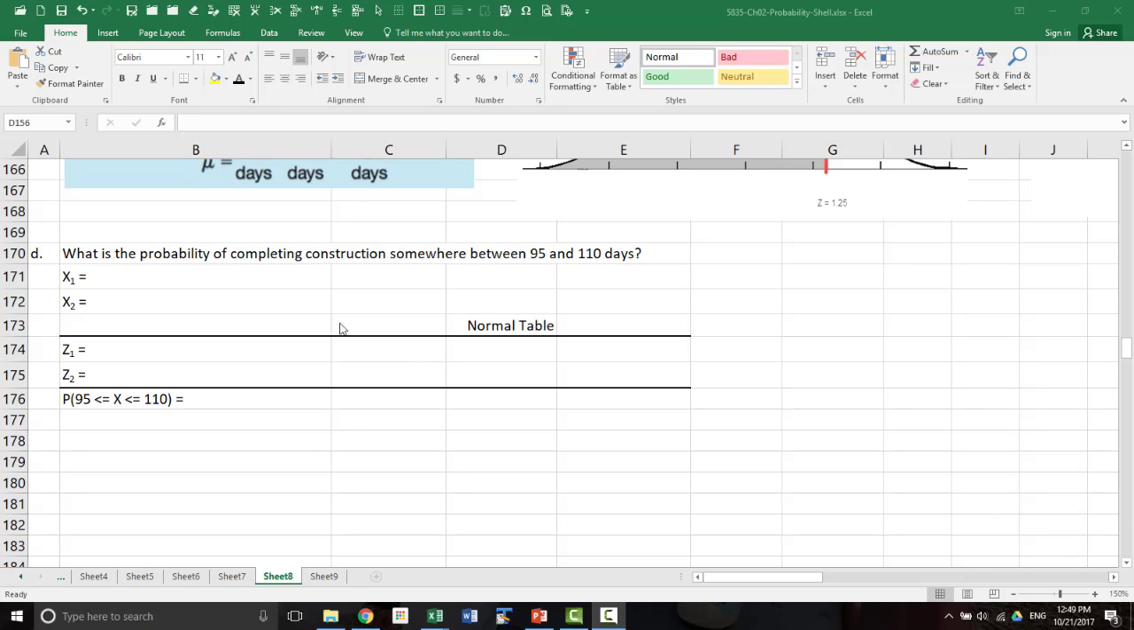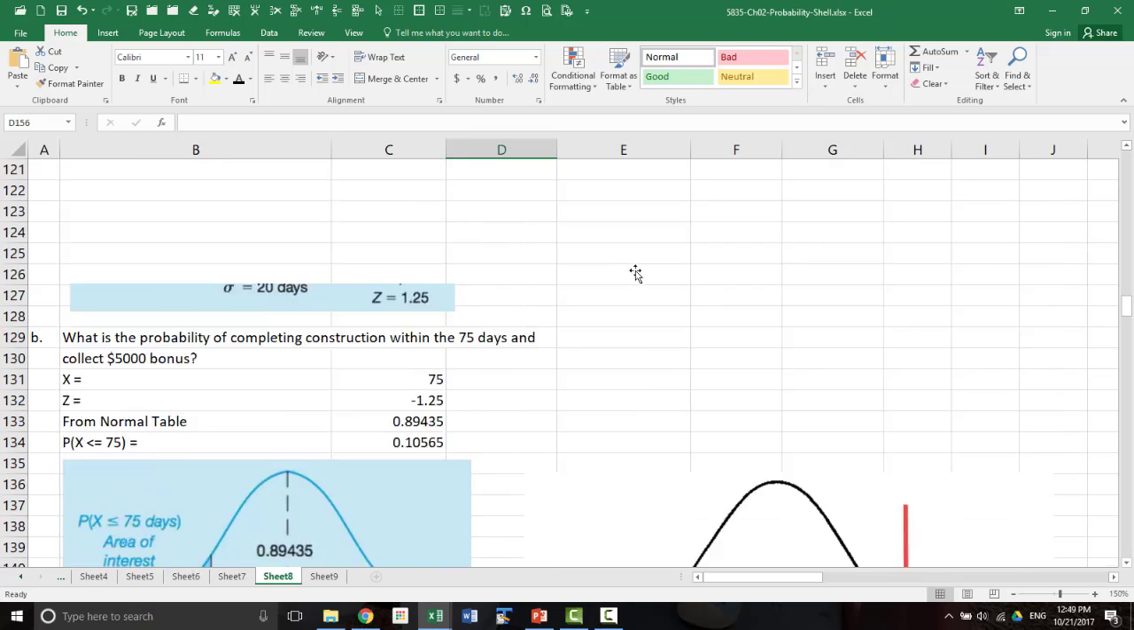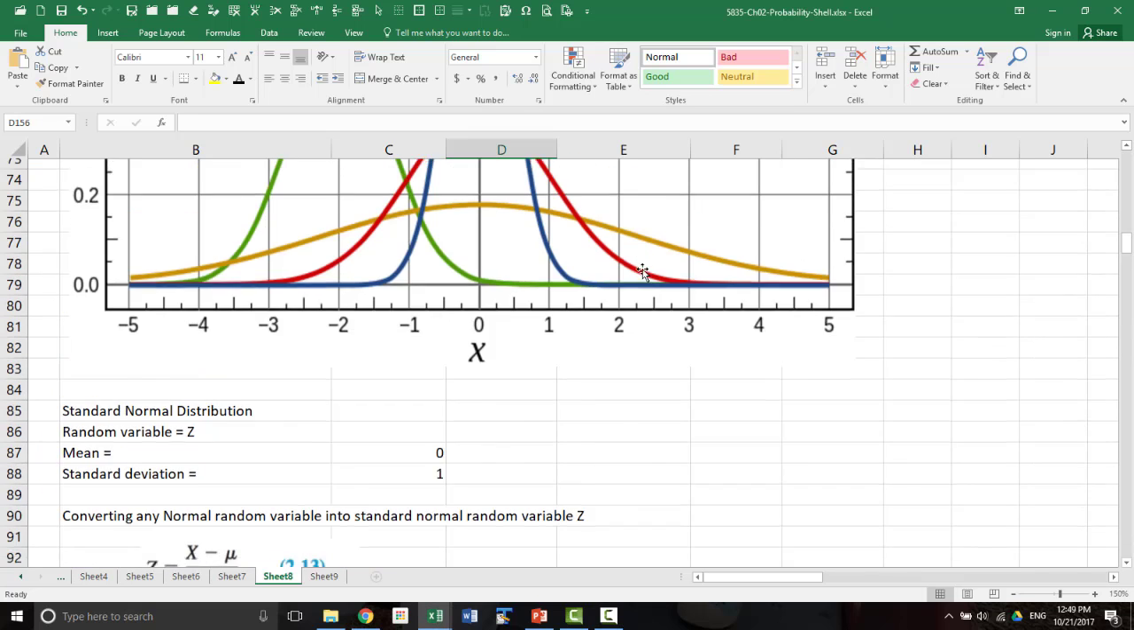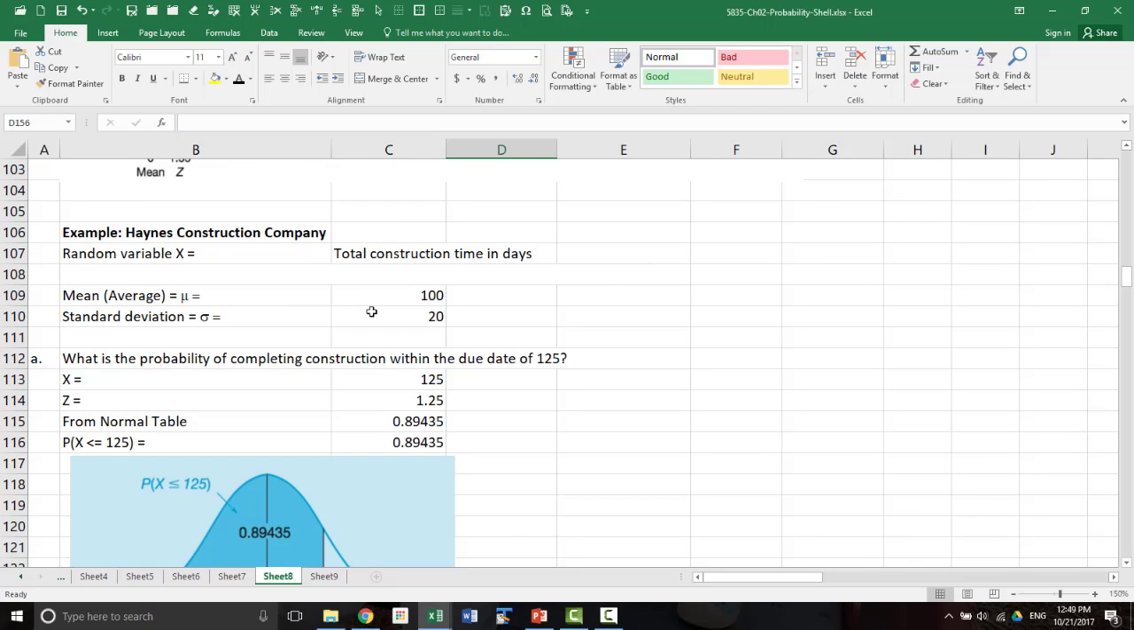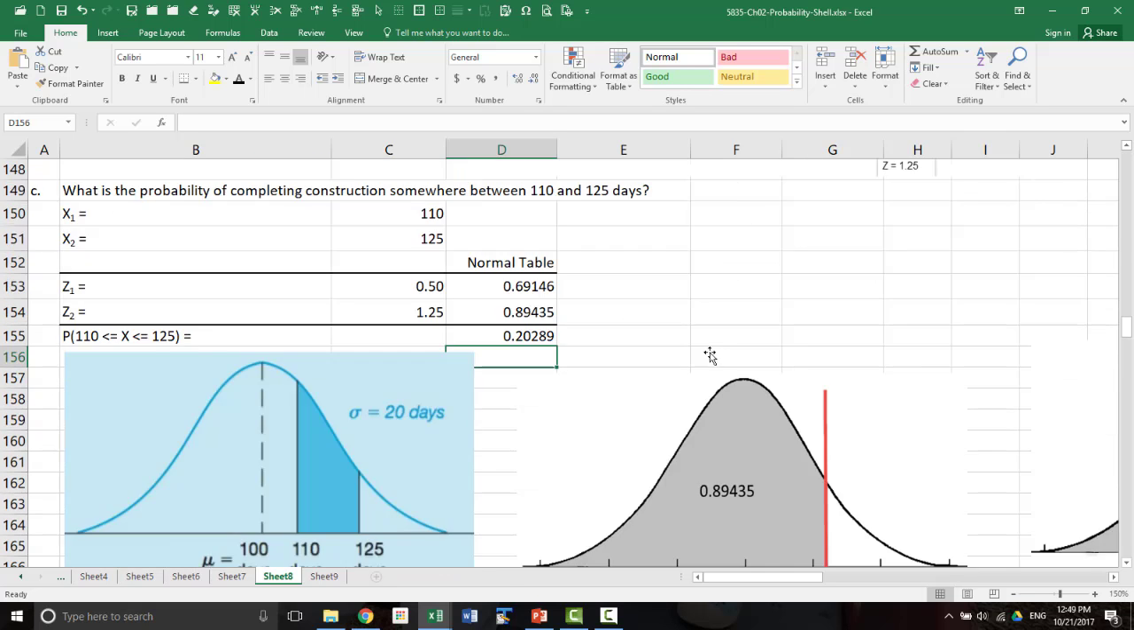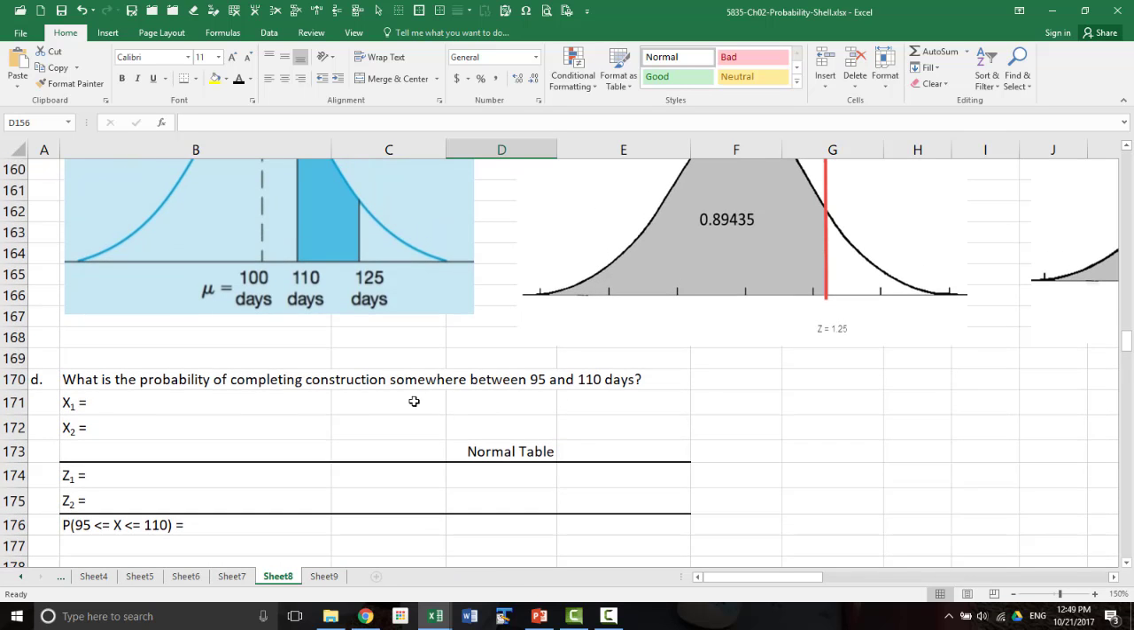Okay, now let's look at one more example. What is the probability of completing the construction somewhere between 95 and 110 days? Remember, the mean is 100. The standard deviation is 20. Same problem, we are continuing with that.